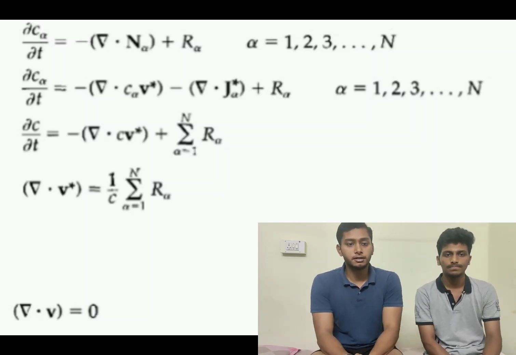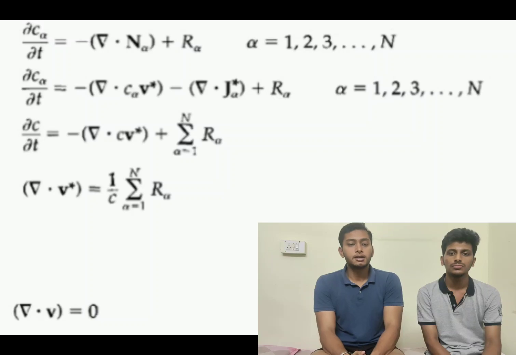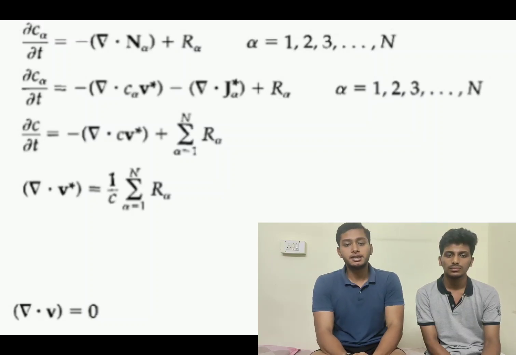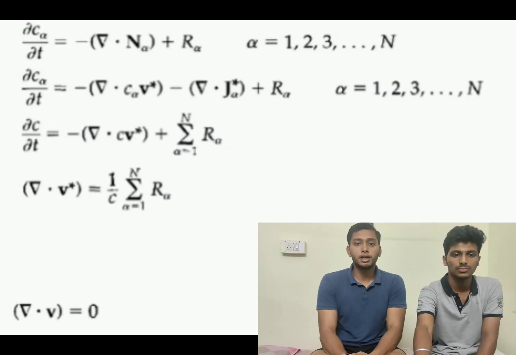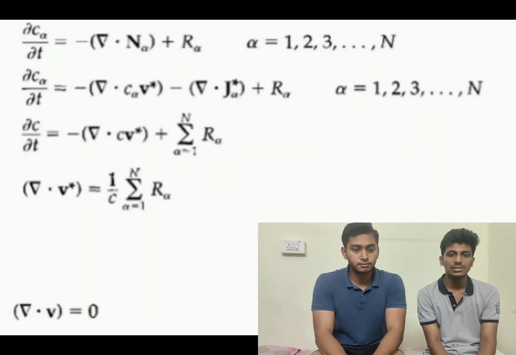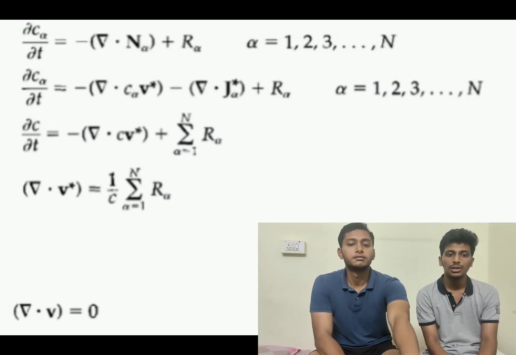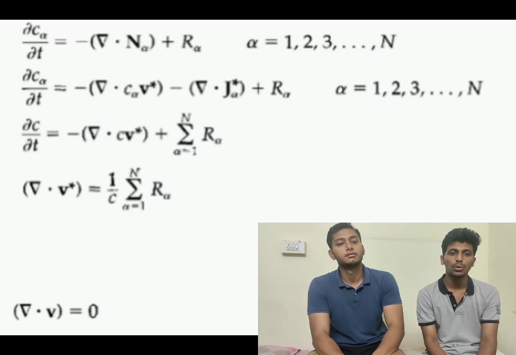Now we'll break down the terms. First is the accumulation term, which is dou C alpha by dou T. This term tells us how the concentration of species alpha changes over time at a given location. It represents the local accumulation. It's crucial in transient processes like startup, shutdown or pulse injection in a reactor. If there is no accumulation, that is, at steady state, this term drops out to zero.